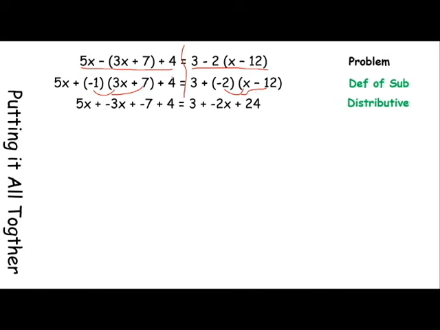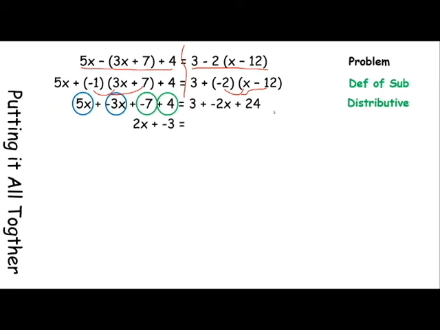Once I've done the distributive property, I'm going to do the commutative and associative properties, and rearrange and regroup the like things together. Notice that 5x and negative 3x are already together. Notice negative 7 and 4 are already together. As I get better and better at this, I tend to do more of the commutative and associative properties in my head, and just know that 5x and negative 3x make a 2x. Negative 7 and 4 make a negative 3.